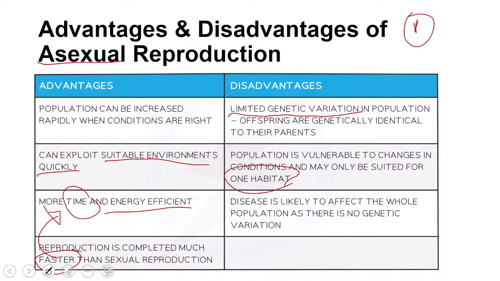Because the genes are the same, the parent, the offspring, and the offspring of the offspring would all be adapted to only one habitat. Since there is no genetic variation, they won't really adapt to different environments. Then disease is likely to affect the whole population.